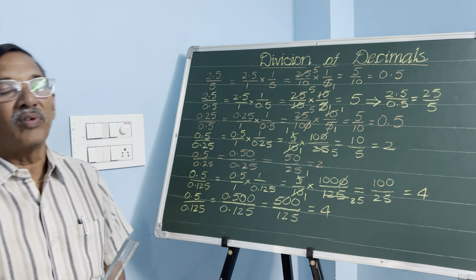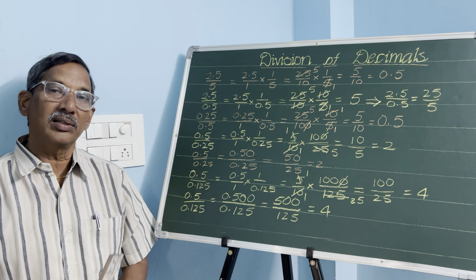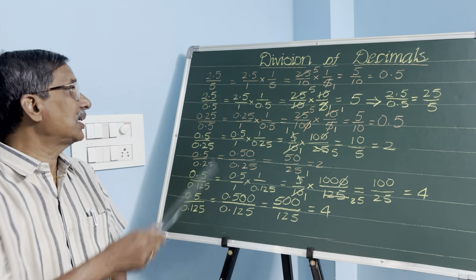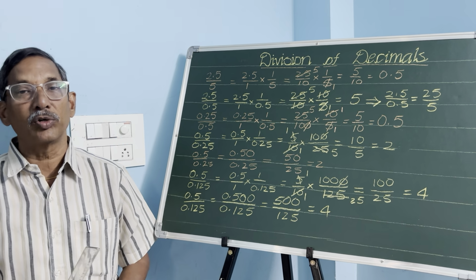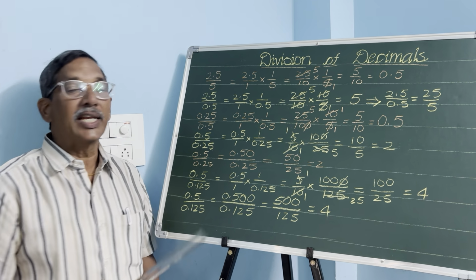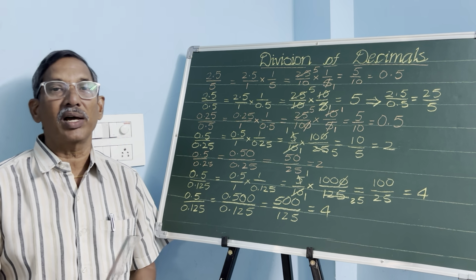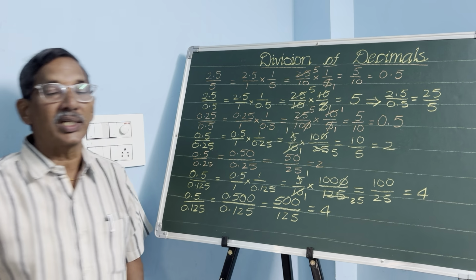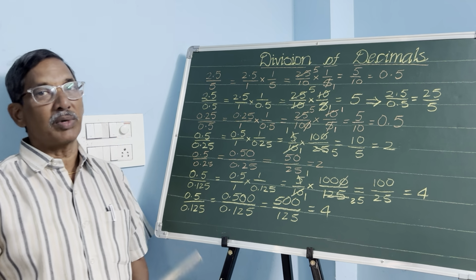See here, while dividing the decimal fractions, we have one decimal point in the numerator and the denominator is a whole number. It doesn't have any decimal point. So in the quotient, we got one decimal point.